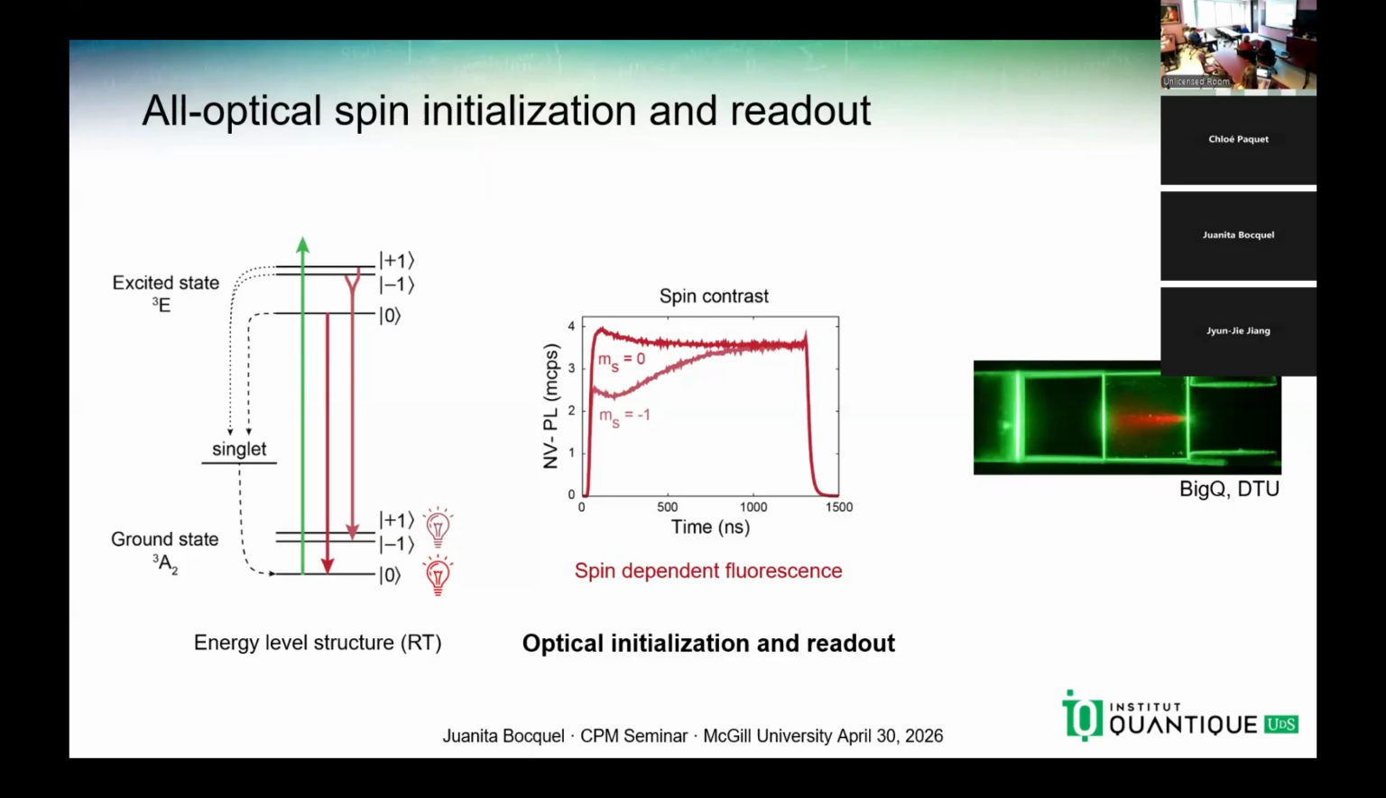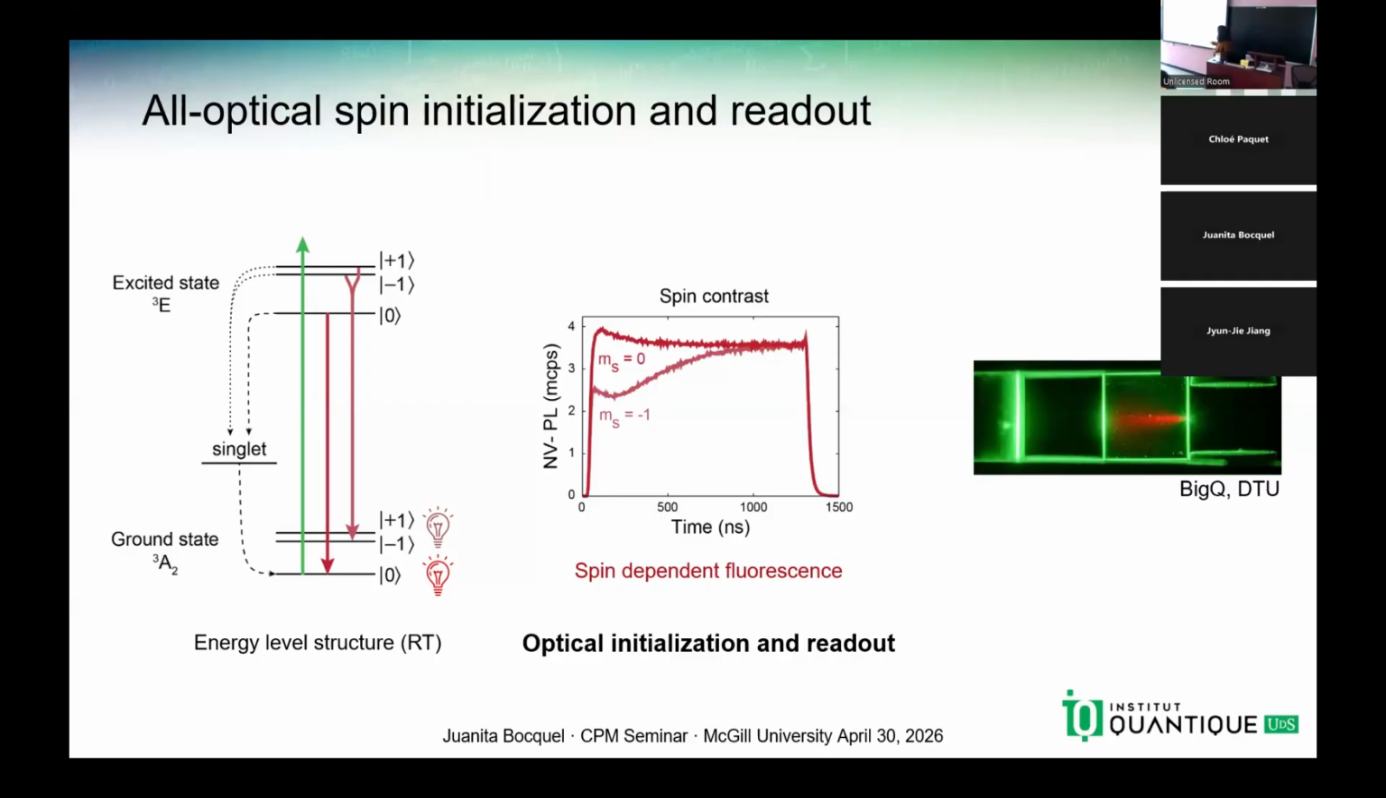So what you can see is that at the very beginning, in the first half microsecond or so, you have a difference in light intensity depending on whether you start in your spin 0 or your spin +1 state. It's a contrast of about 30%. This is what we call the spin contrast.